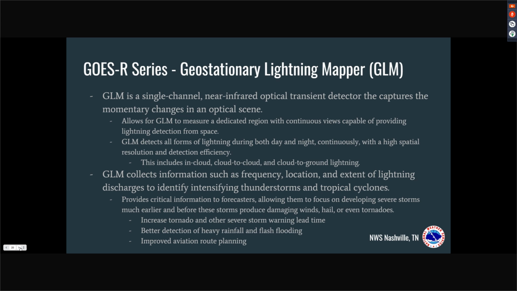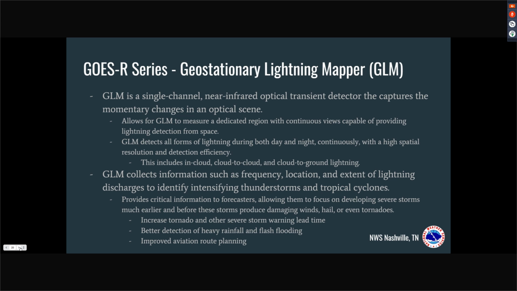A lot of times it'll tell us things such as frequency, the location, and the extent of the lightning. And this is really useful for us in identifying thunderstorms and also tropical cyclones. So typically speaking, it helps us get an increase in tornado and other severe storm warnings. A lot of times right before a storm is going to get potentially more violent, we'll see an uptick in lightning. So it helps us with that.